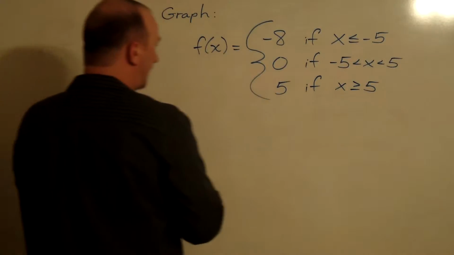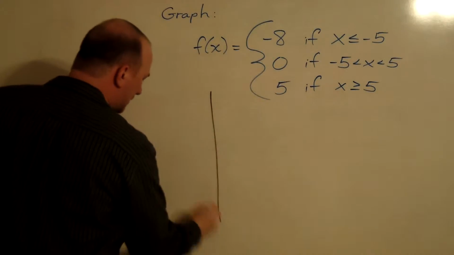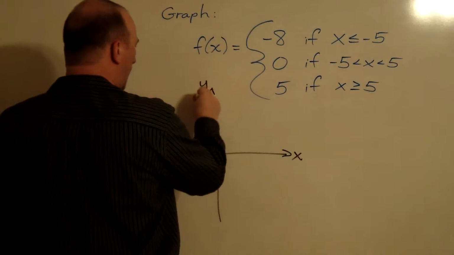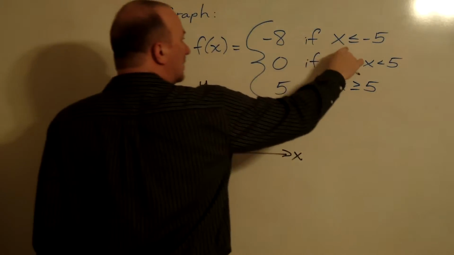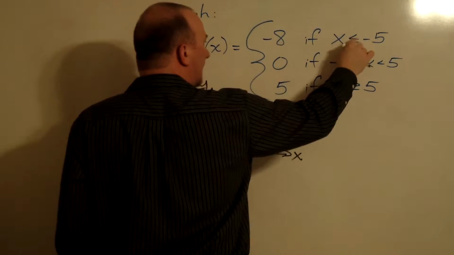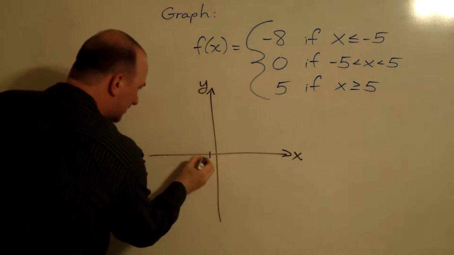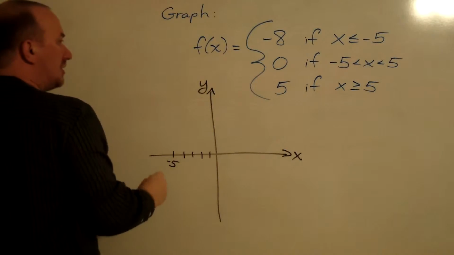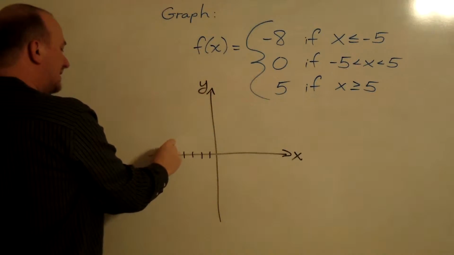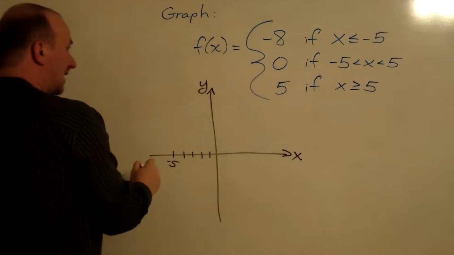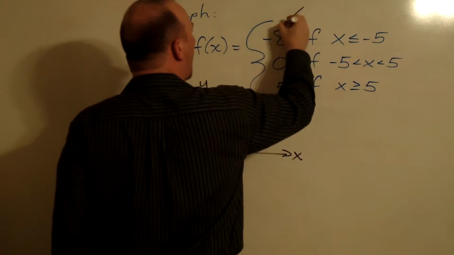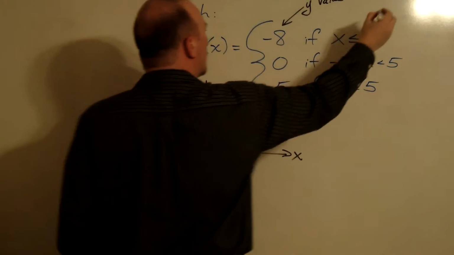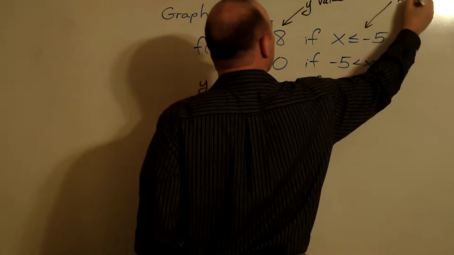So let me draw this graph down here, and you'll see what I'm saying. Here's the x-axis, here's the y-axis. So x has to be less than or equal to -5. So let me find -5 on here. There's -5. So anytime x is equal to -5 or less than, the y value, think of this as the y value. These are all the x values.